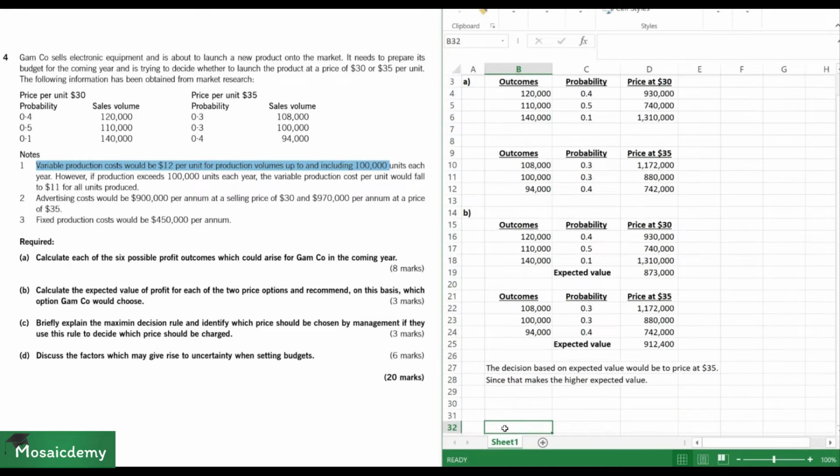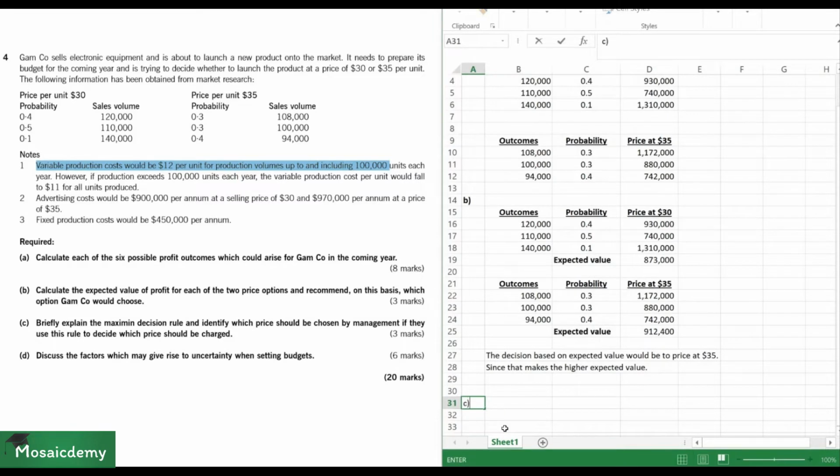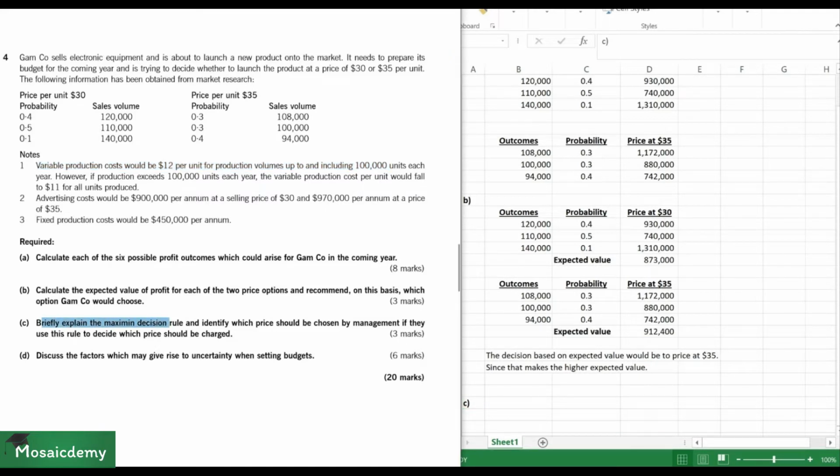So part C, we now have the requirement: briefly explain the maxi-min decision rule. Okay, we need to explain what it is. Whenever there's a requirement, break it down, right? Because students often don't do that and they miss out on answering certain parts of the requirement, which the examiner keeps stressing on. So break it down. We need to explain the maxi-min decision rule, what it is, and then identify which price should be chosen by management if they use this rule. So two parts for these 3 marks.